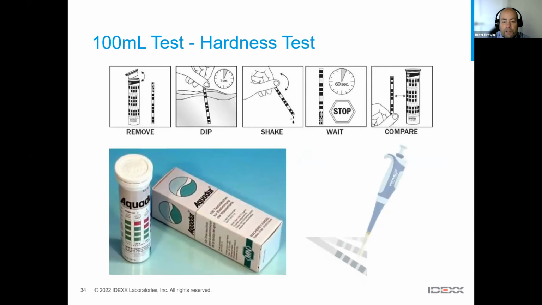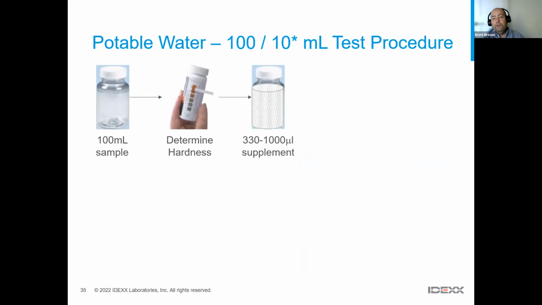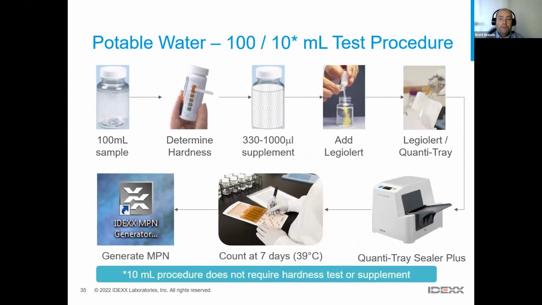And the hardness test as well is also supplied with the kit, so you can determine the level of hardness in your sample and then the correct amount of supplement to add. There are two procedures for potable water. There's either a 100 ml protocol or a 10 milliliter protocol. And which you use will depend on the level of sensitivity you require. But the procedure itself is very straightforward. You just determine the level of hardness, add the required level of supplement, then add your Legionella reagent, allow that to dissolve, add it to your Legionella Quanti-Tray, seal it, and then incubate it for 7 days.